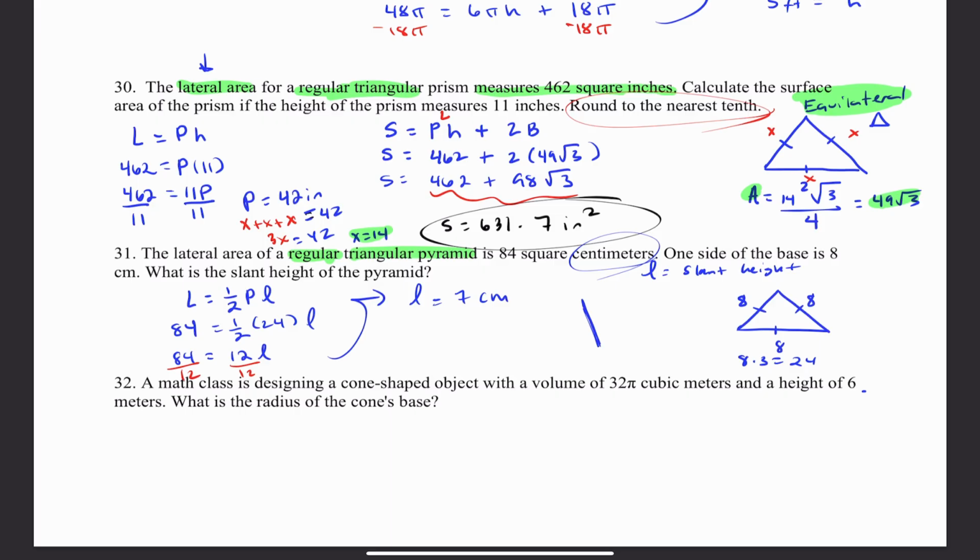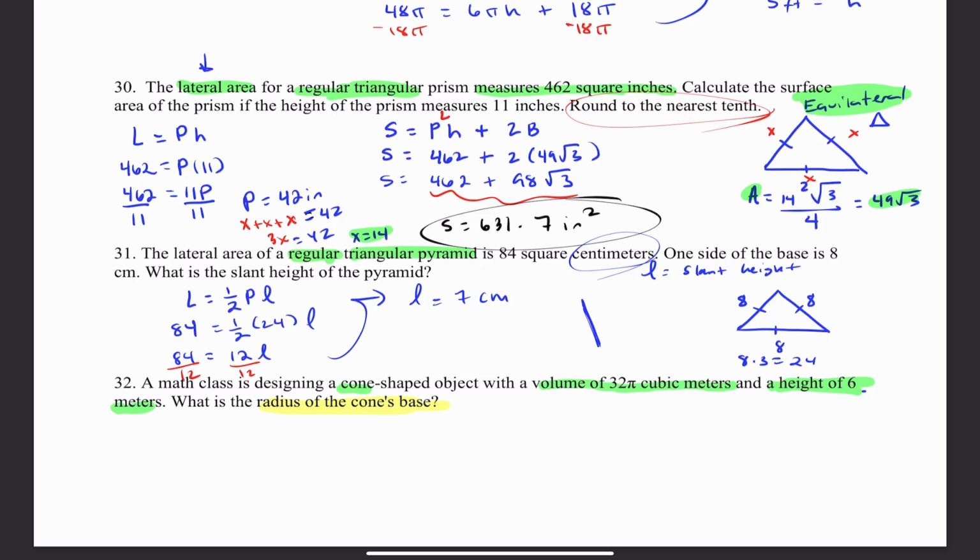All right, so number 32, a math class is designing a cone-shaped object with a volume of 32 pi cubic meters and a height of 6 meters. What is the radius of the cone's base? Okay, so based on the information that we have here, we're going to be dealing with a cone where we're given the volume of 32 pi cubic meters and a height of 6 meters. The goal here is to figure out the radius of the cone.